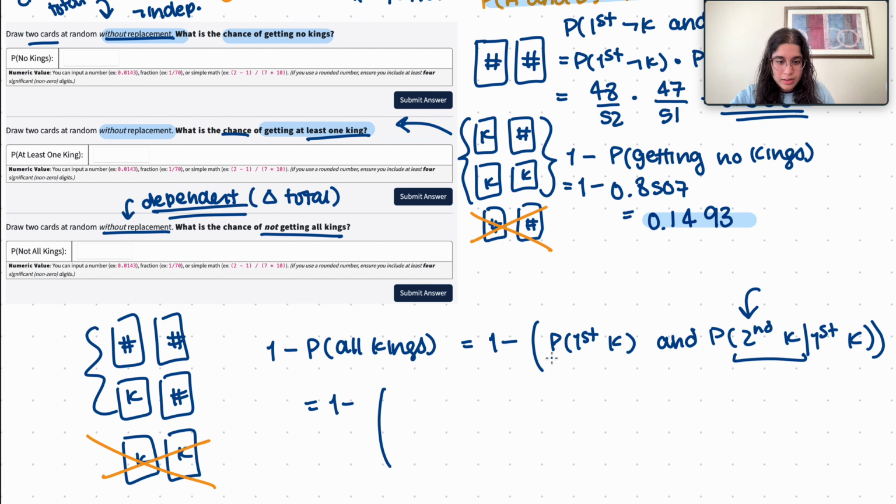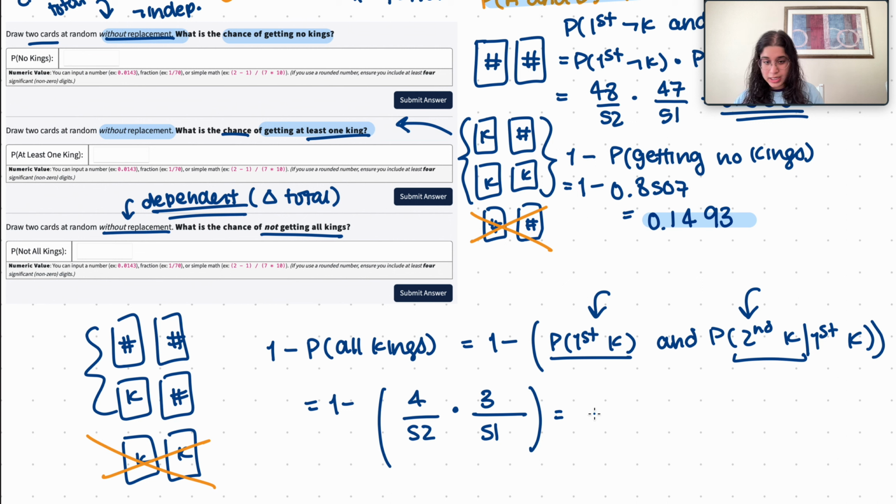So over here, the probability of drawing a king first is again 4 out of 52, right? There's 4 kings out of 52 cards in a deck. And the probability that the second card is a king, given my first was a king, well, since it's without replacement, my total will change from 52 to 51 cards. And my number of kings will change from 4 to 3 because that first card I picked was a king. If I were to do this in the calculator, be aware of the parentheses. You want to make sure you solve for this probability first and then do 1 minus that probability.